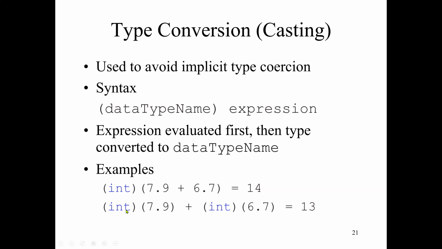Or we can convert int 7.9. Now, if I convert 7.9 to int, I will lose the decimal, so I'll get only 7. If I convert 6.7 to int, I will lose the decimal, so I'll get only 6. Now we have two int values, so 7 plus 6 will give me 13. So we can see the same two values. When we combine the two values together, we get a decimal value. Then we convert into int to give us 14. But if we convert each value to a whole number first, we get only 7 and 6. So 7 plus 6 will give us 13.